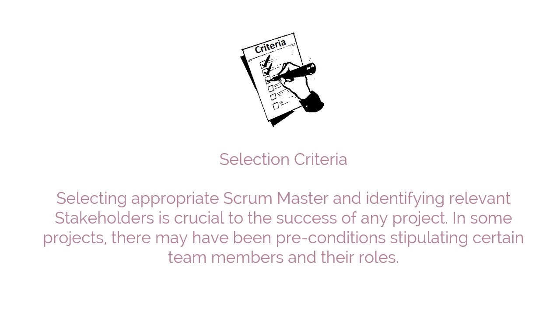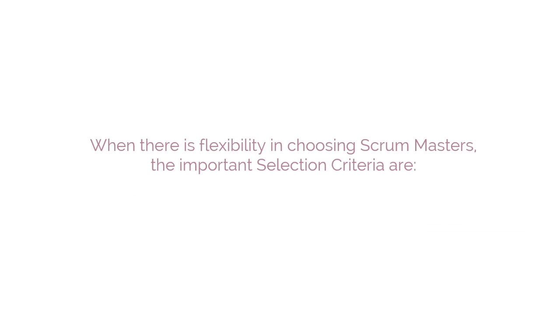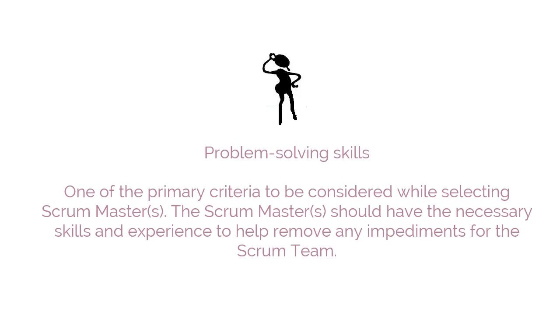The tool used in this process is the selection criteria. Selecting appropriate Scrum Master and identifying relevant stakeholders is crucial to the success of any project. In some projects, there may have been preconditions stipulating certain team members and their roles. When there is flexibility in choosing Scrum Masters, the important selection criteria are problem-solving skills. This is one of the primary criteria to be considered while selecting Scrum Masters.